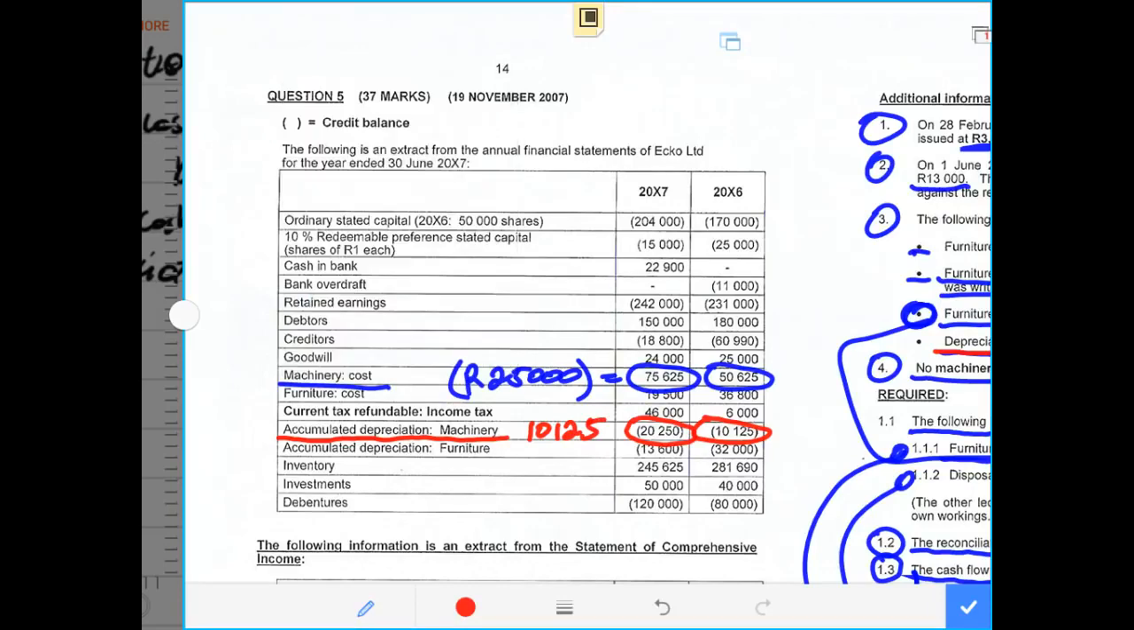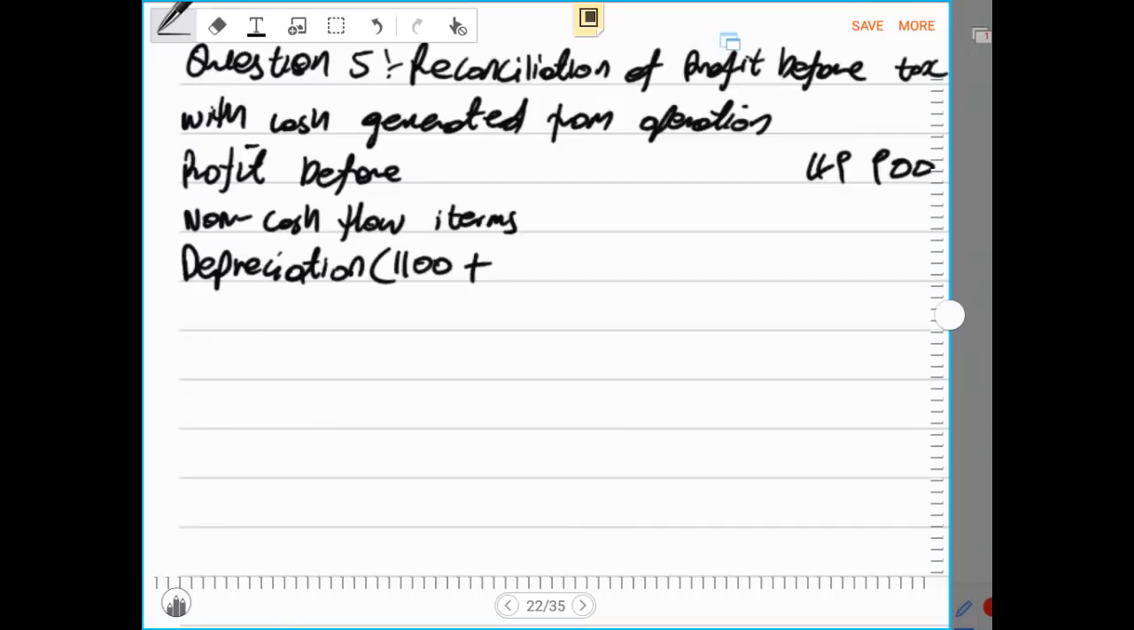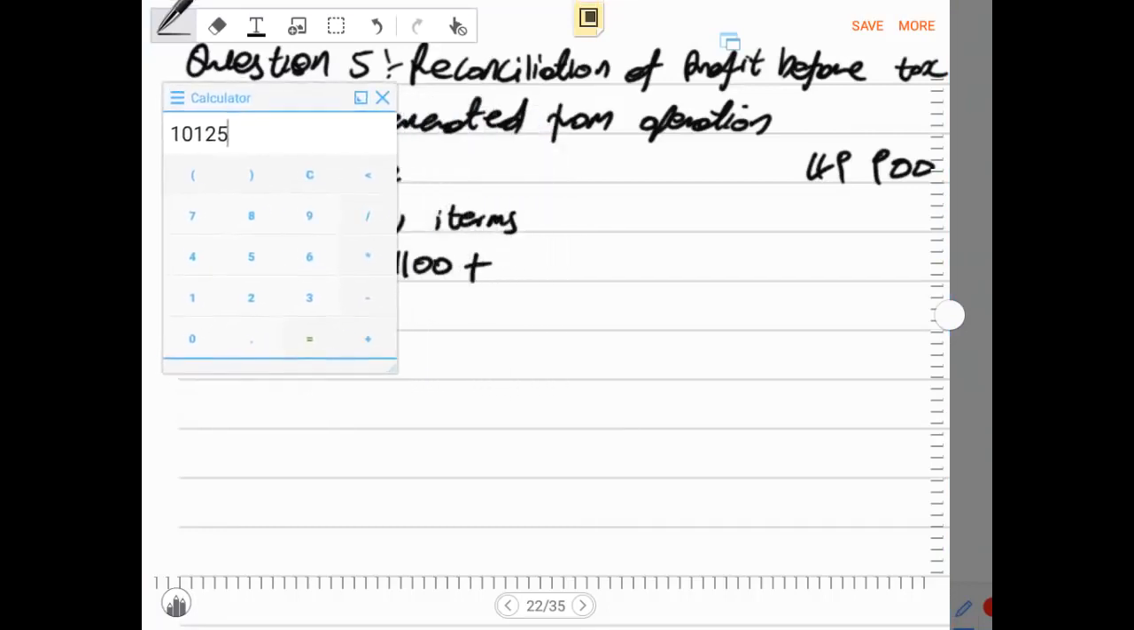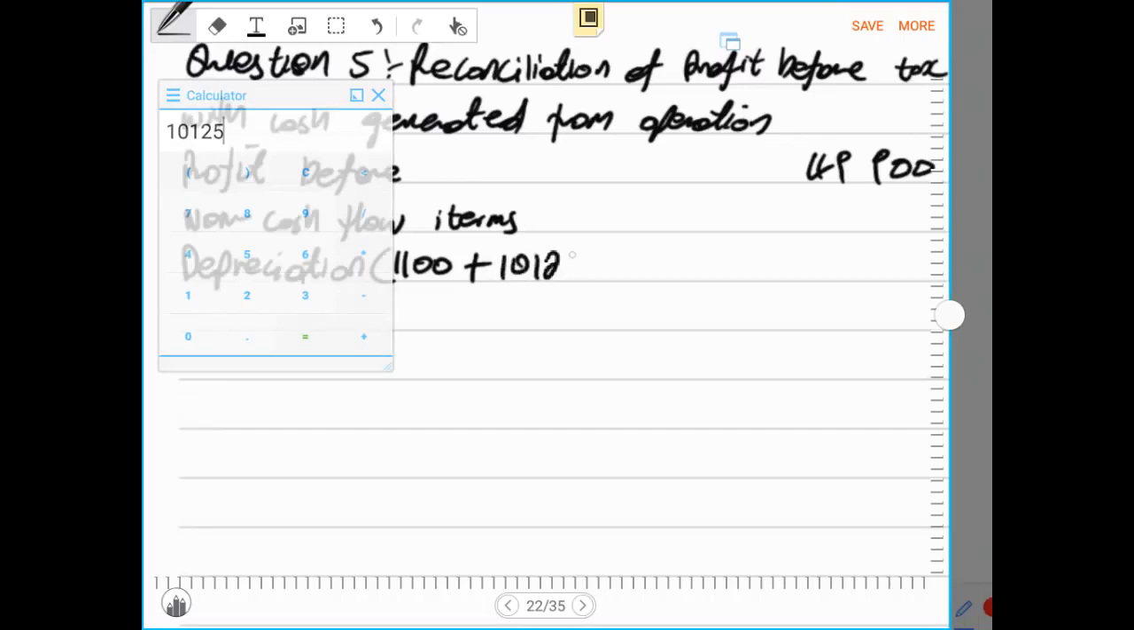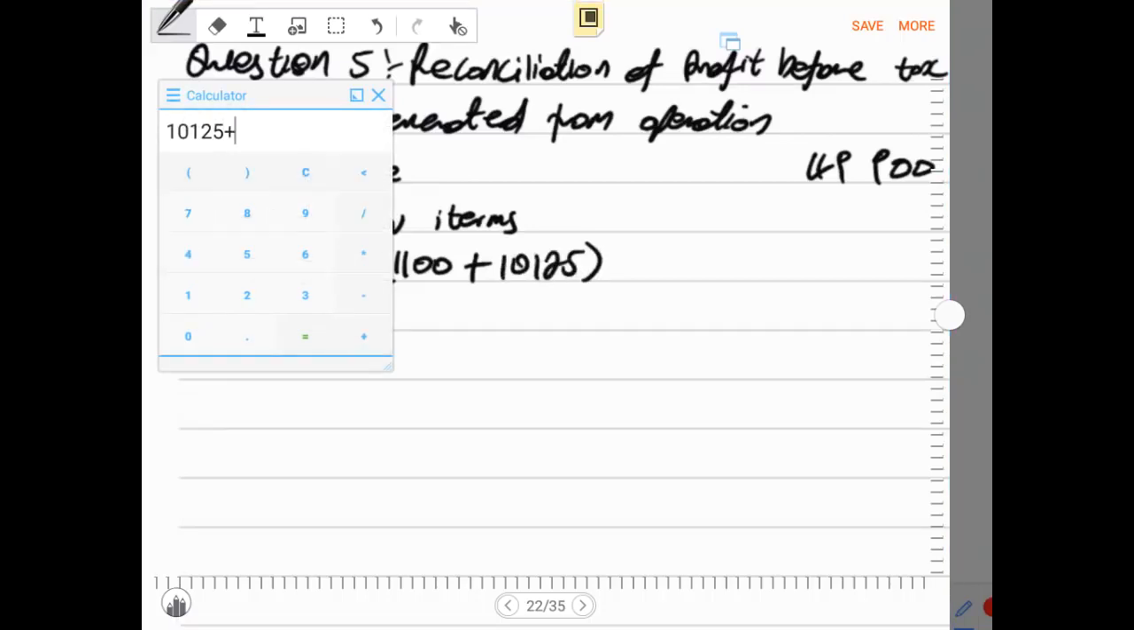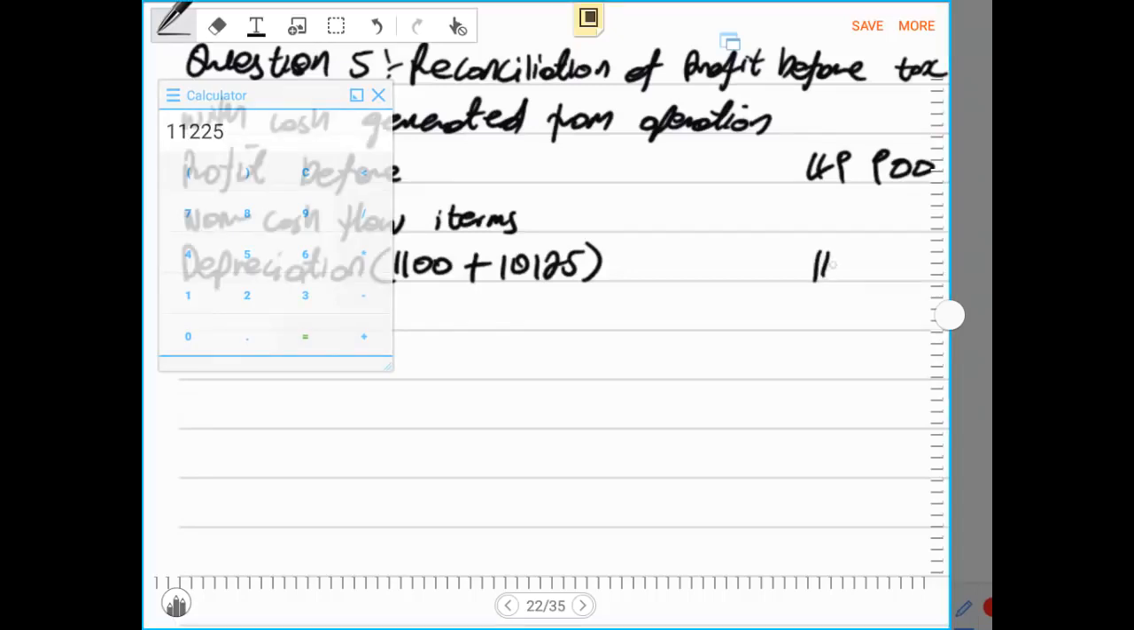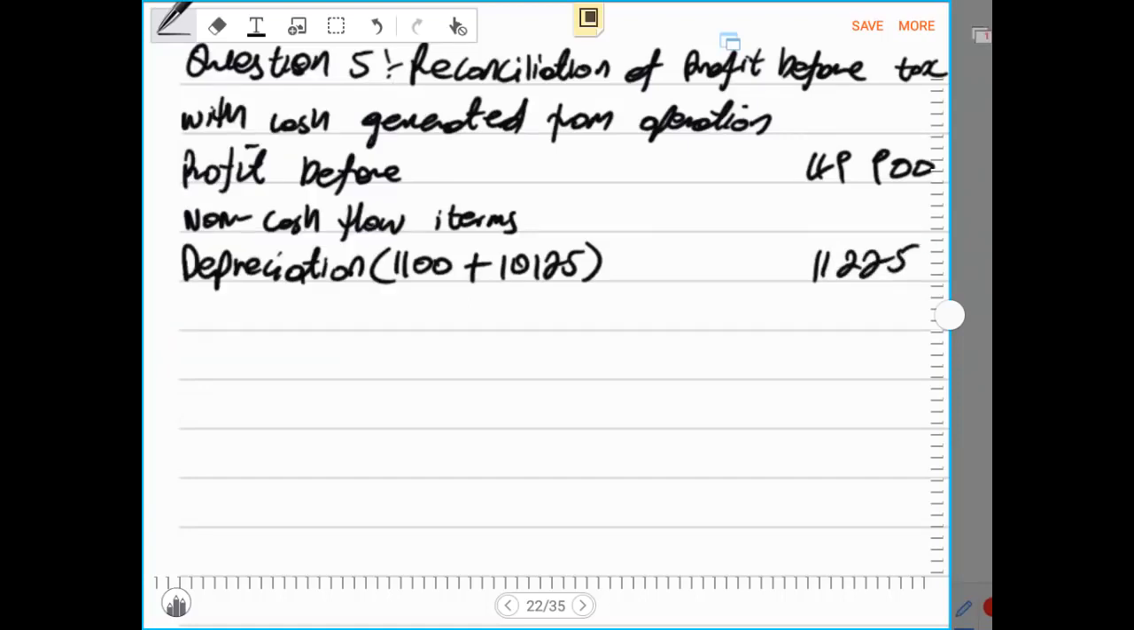For furniture, remember, it is 1,100 rands. Therefore, now we take that depreciation of 10,125 and add it to 1,100, and this will give us the total depreciation as 11,225 rands. And remember, depreciation is reducing the profit before tax. That means the reason why our profit before tax is the amount it is now is because depreciation was deducted in the gross profit.